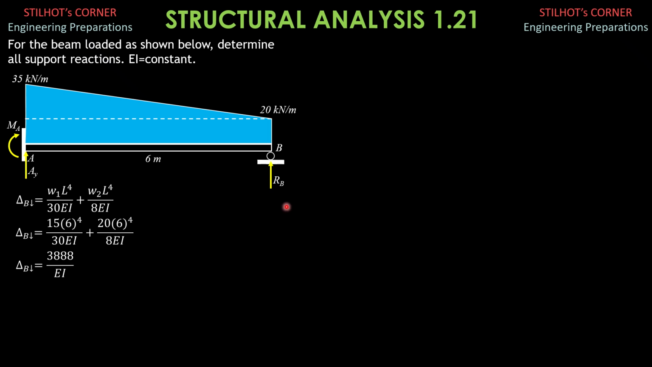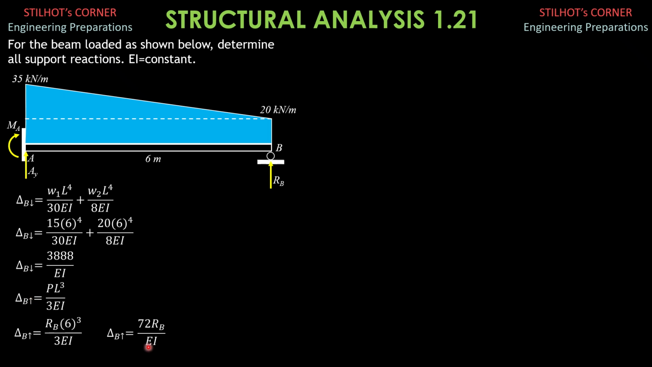Then we apply the upward reaction at B. It is treated as a concentrated load at the end of the cantilever beam. The upward deflection is PL cubed over 3EI. I hope you can recall it. Then P is just RB. So R sub B times 6 cubed over 3EI. So the upward deflection at B therefore is equal to 72 R sub B over EI.